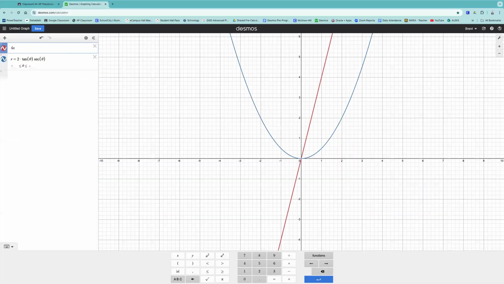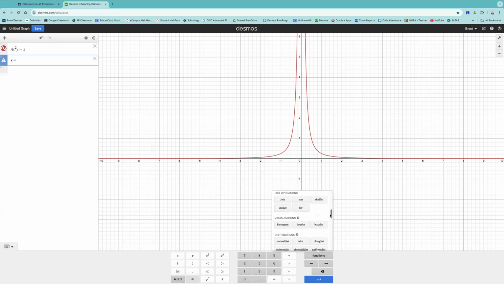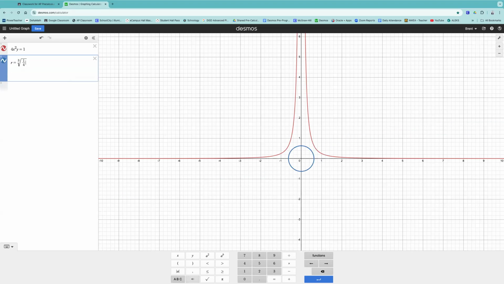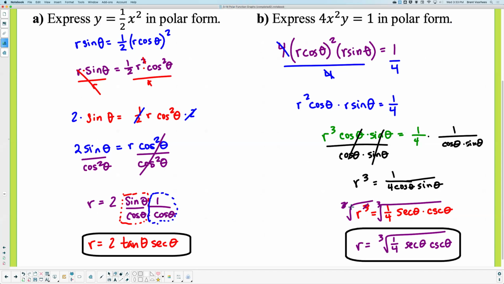4x squared y equals 1, and then the next equation, r equals, I had the third root. Let's see here, where's the third root? Functions. There it is. Third root of 1/4 secant. I had to put parentheses around the theta this time. I'll remember that. Cosecant theta. And we have some mistake here. I need to go back and see where I messed up, but somewhere in there it did not quite work out right. I'm not sure where I went wrong, but I'll have to check that out.